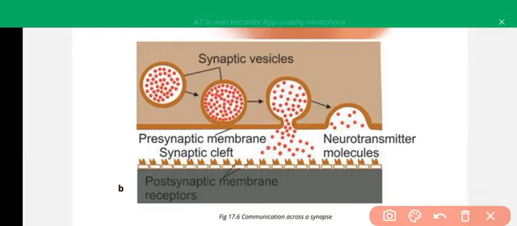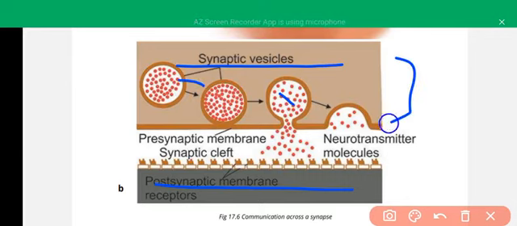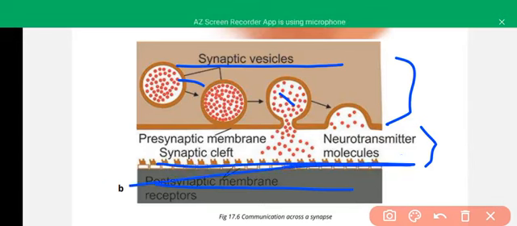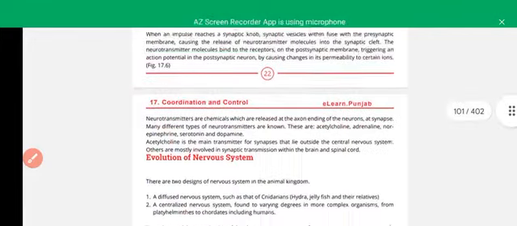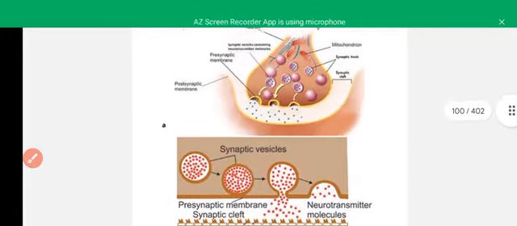Here is our presynaptic neuron, here is our postsynaptic neuron. Here are our synaptic vesicles fusing with the membrane of the presynaptic neuron, and then they release neurotransmitters that attach to particular receptors. The receptors are on the postsynaptic neuron, and it causes various types of chemical changes.